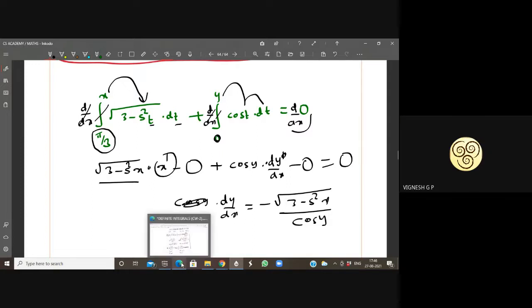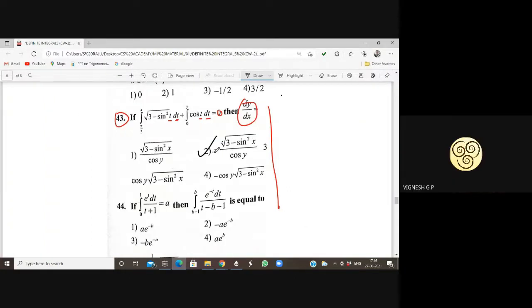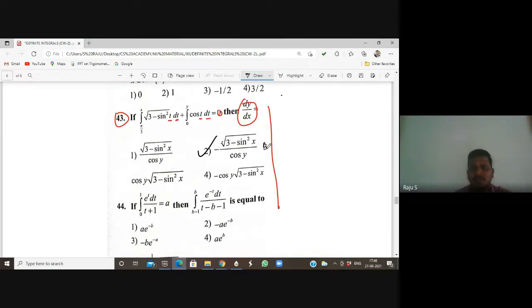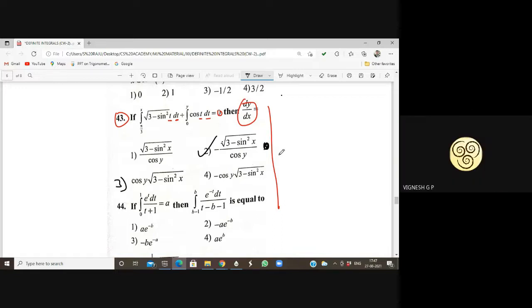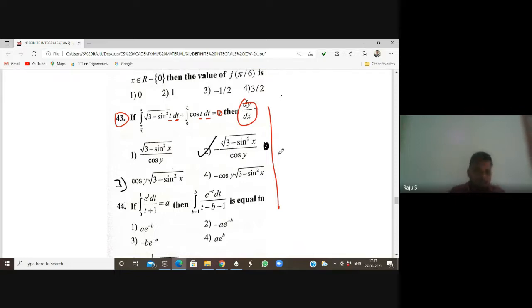Sir, which option, sir? Second option. Sir, second option into 3. The third option, 3 becomes here actually. Okay, sir. Okay, no problem. So I'll switch on the light, just a minute.